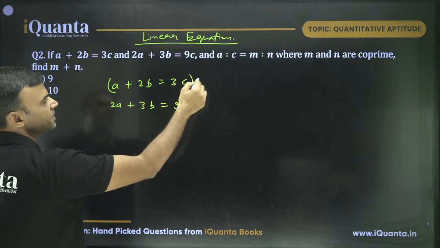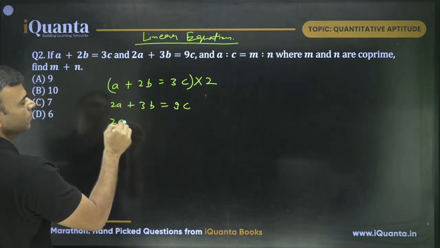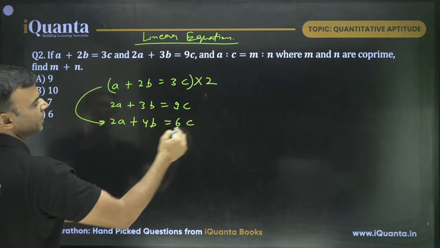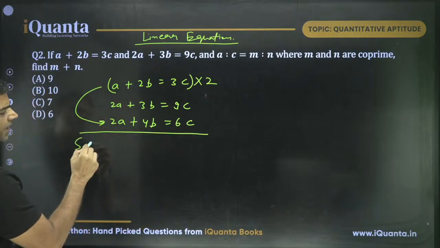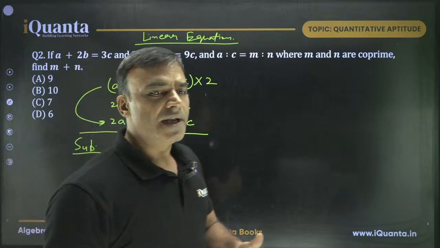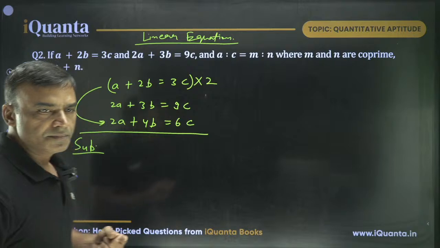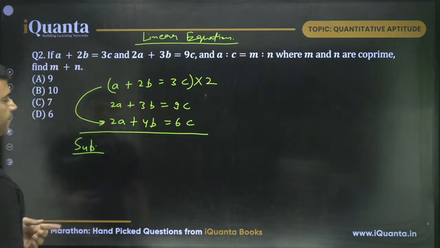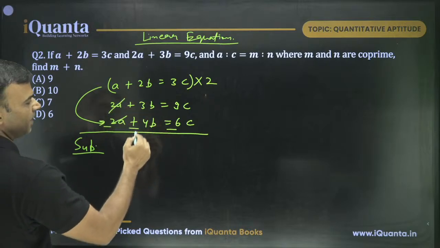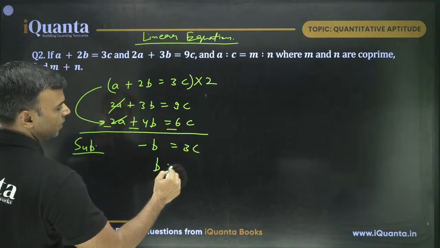Multiply the first equation by 2. So you will get 2a, यहाँ लिख रहा हूँ मैं, plus 4b is equal to 6c. Simply subtract. The way you normally solve linear equation, please do that. Is my voice clear? Is my speed of speech clear? You can inform me if there is any trouble. ठीक है? So subtract. If you subtract, what happens to a? Cancel. 3b minus 4b is minus b is equal to 3c. So eventually b is equal to minus 3c.